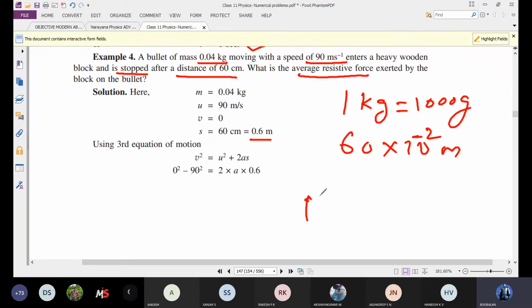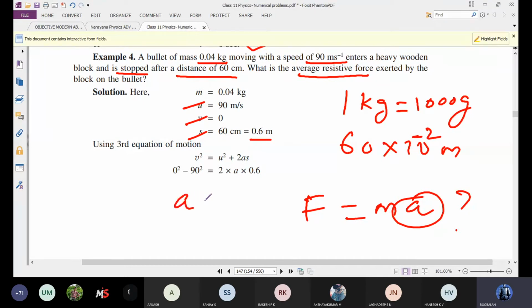So force formula F is equal to ma. I know the mass value, but the a value is the question mark. From the data, I know the initial velocity, final velocity, position. So I will take the third equation, v square equal to u square plus 2as, apply the values, find the value of a. What is the value? Tell me, ma. Do the calculation and tell me.